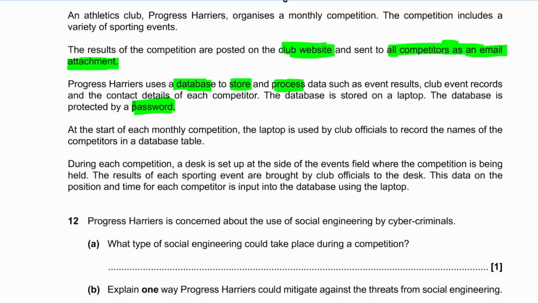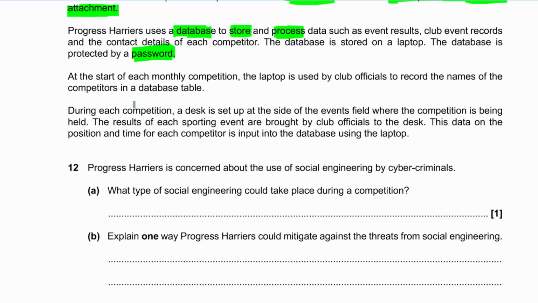At the start of each competition, the laptop is used by club officials to record the names of the competitors in a database table. And during each competition, a desk is set up at the side of the events field where the competition is being held. The results of each sporting event are brought by club officials to the desk, and this data on the position and time for each competitor is input into the database using the laptop. Okay, I kind of switched off a little bit reading that, to be honest.